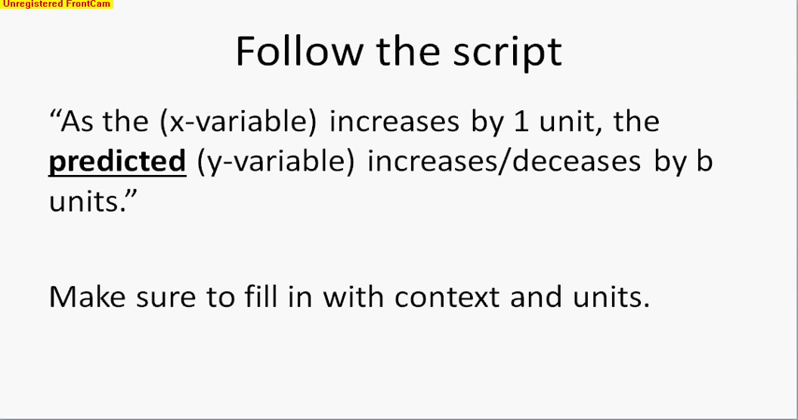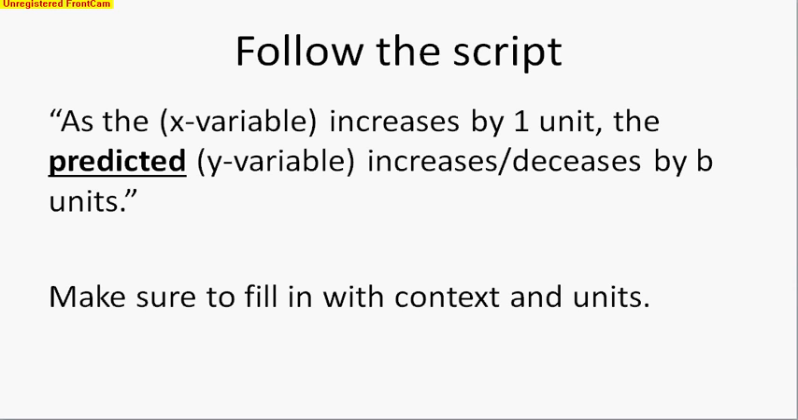Well, I'd say to follow the script. Here's a script. All you got to do is fill in the blanks, and it's actually pretty easy to do. As the x variable increases by 1 unit, the predicted y variable increases or decreases by b units. So when you're actually doing this for a real problem, you're just going to substitute. Instead of writing x variable, you would put context there. What is the x variable? Same thing for y variable. You wouldn't just say y variable. You would actually put it in context, the words of what the y variable is.